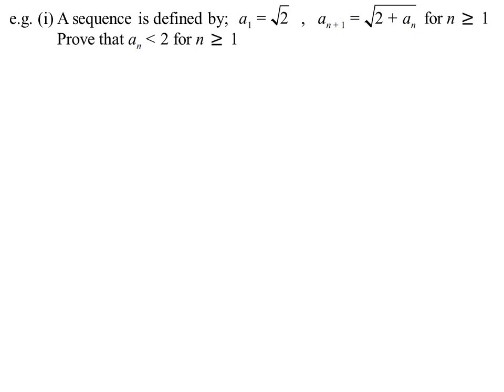Here's our sequence. They've given us the first term, it's the square root of 2. Every term after that will be the square root of 2 plus the previous term. So in this case, there's only 1 term in the formula that we'll be substituting in. We're going to prove that every single term will be less than 2. Every single one will be less than 2.